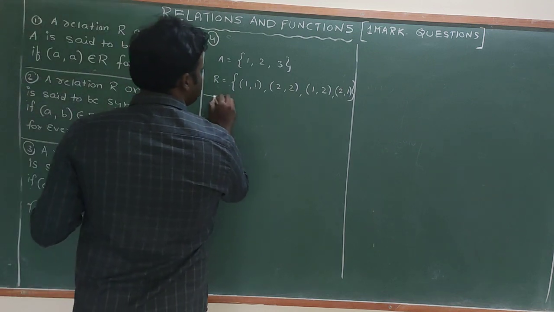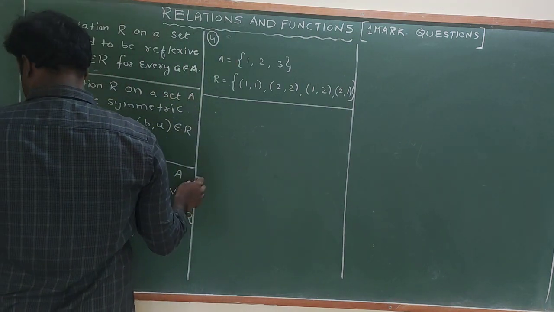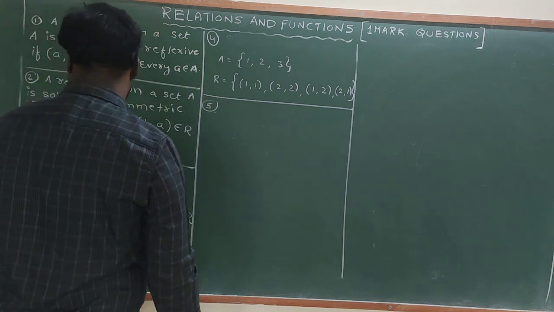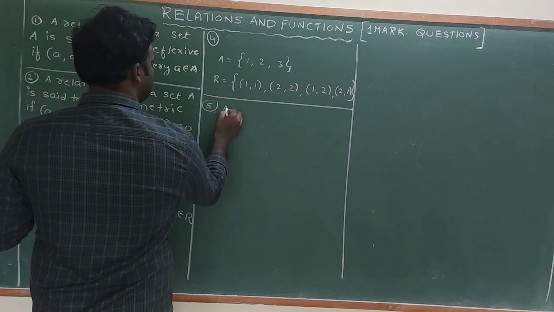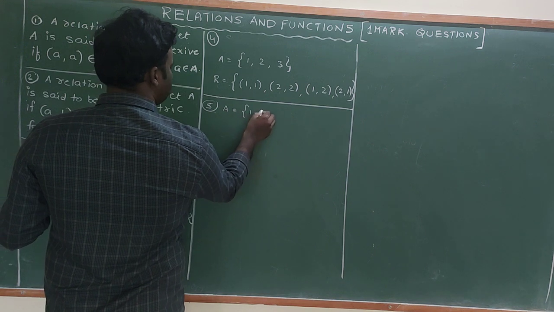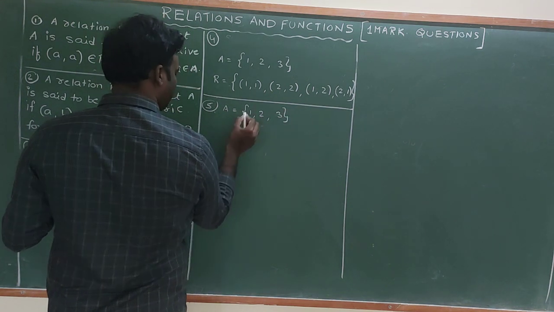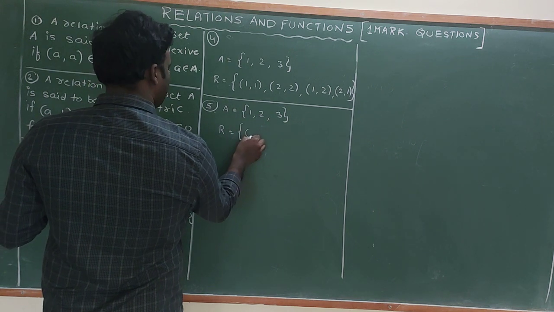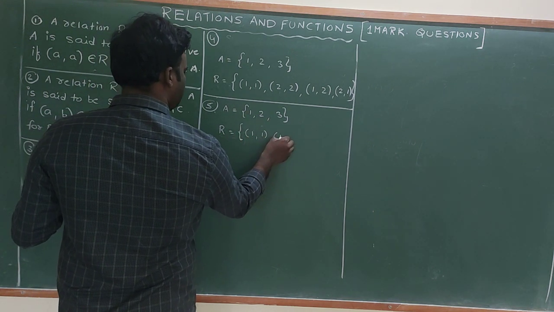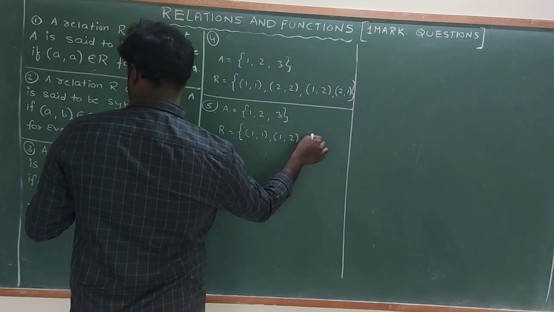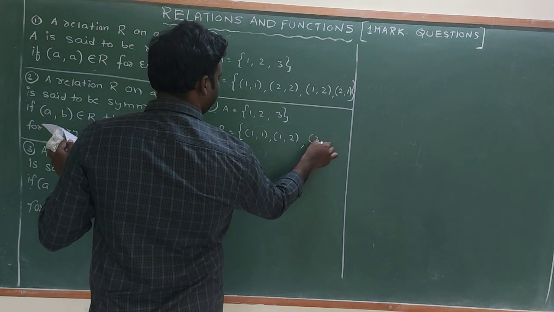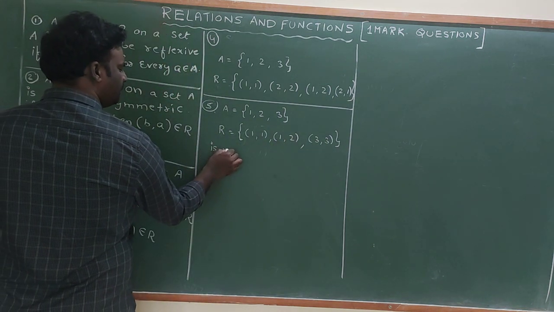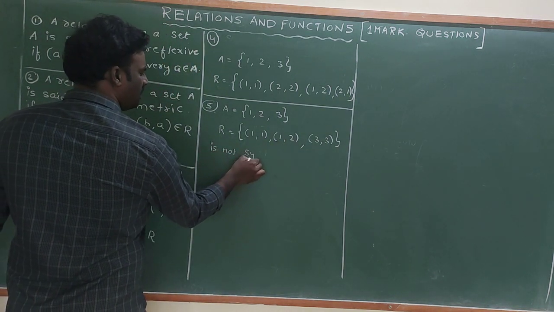Okay. Next. Fifth question. A set is given {1, 2, 3}. A relation is given {(1, 1), (1, 2), (3, 3)}. It is not symmetric.